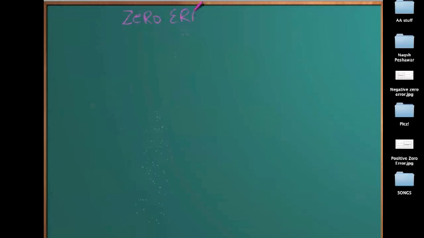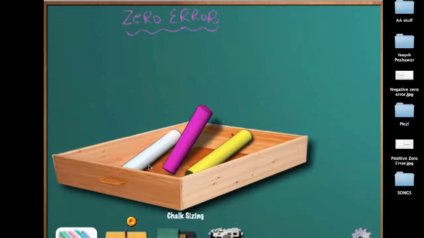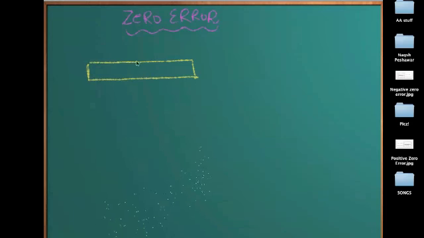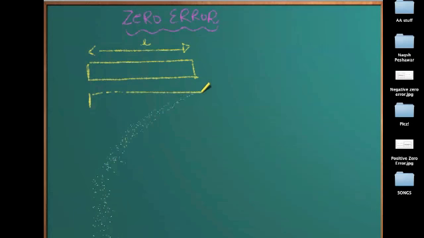Now, what is a zero error? Let's take an example of a zero error. For example, there's this thing that you want to measure. There's this rectangular object, and you want to measure its length. So what you do is that you put a ruler simply right here, right at the edge.